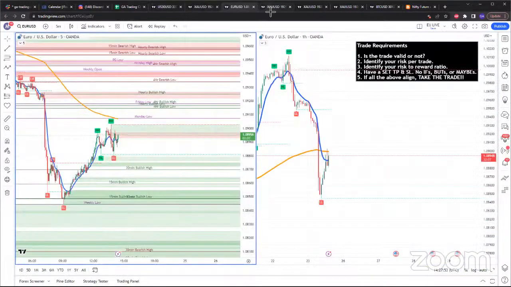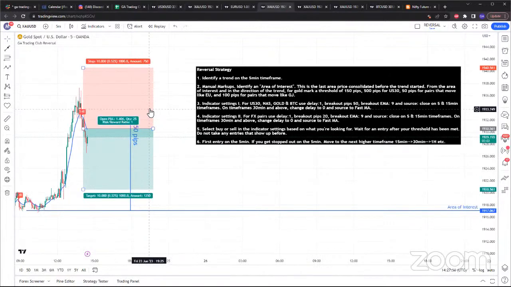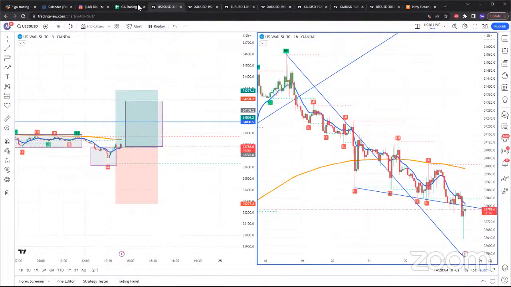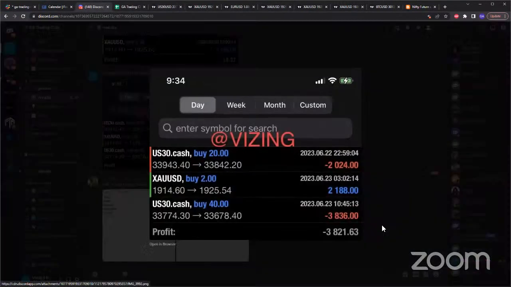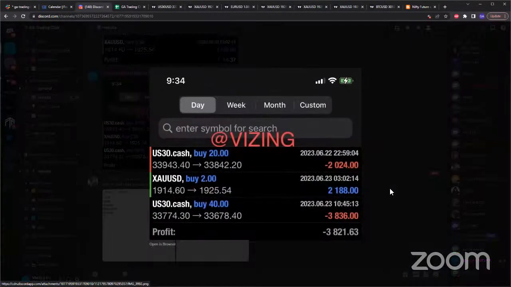So that's gonna be it for the day for me. I'm not in this trade, but it is a valid trade to take on gold. The reason I'm not taking it is I'm already in a US 30 buy and I'm already down, close to 2% for the day. Worst case, technically I should be only down like 0.5% for the day, based on my TP.